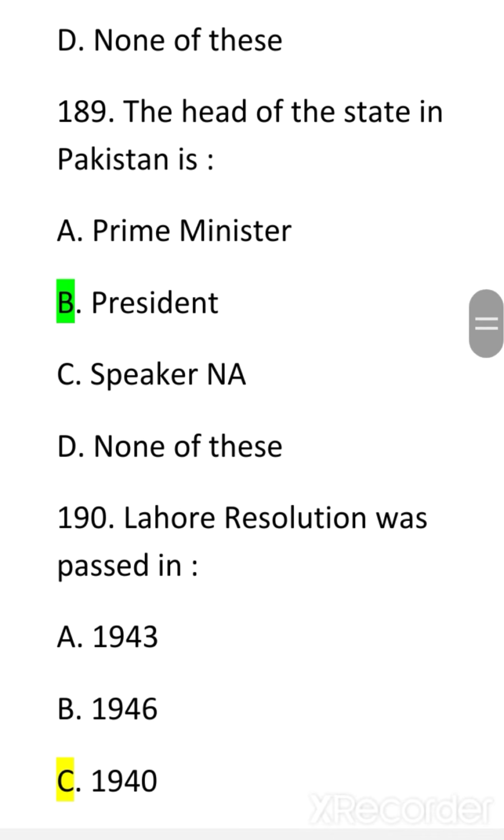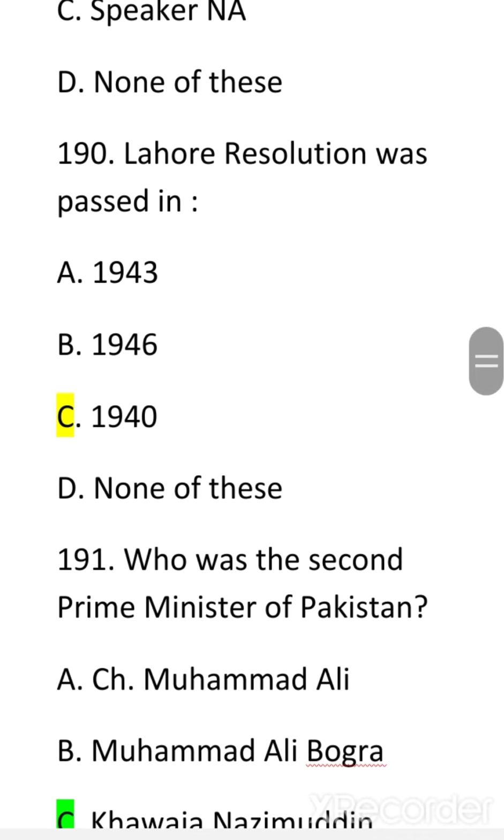Question number 189. The head of the state in Pakistan is option A Prime Minister, B President, C Speaker National Assembly, D none of these. Correct option is B President. Question number 190. Lahore Resolution was passed in option A 1943, B 1946, C 1940, D none of these. Correct option is C 1940.